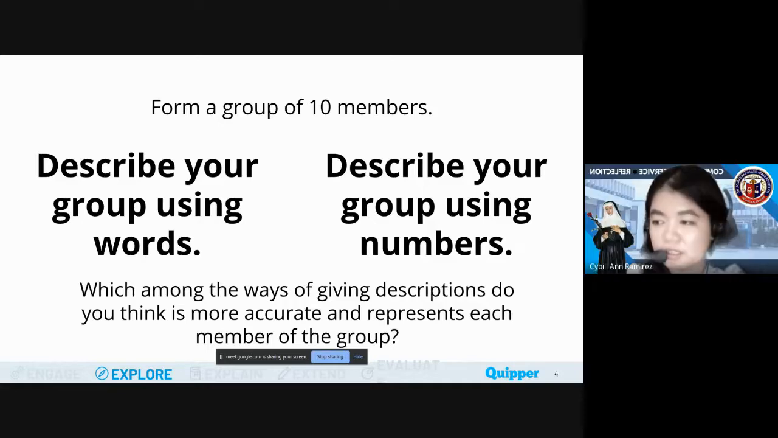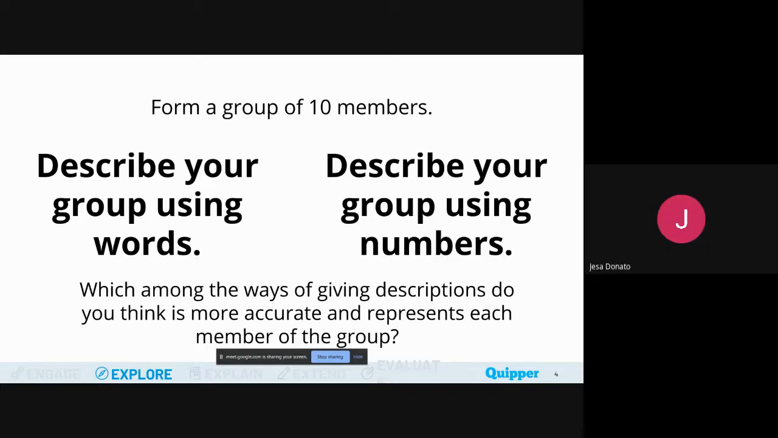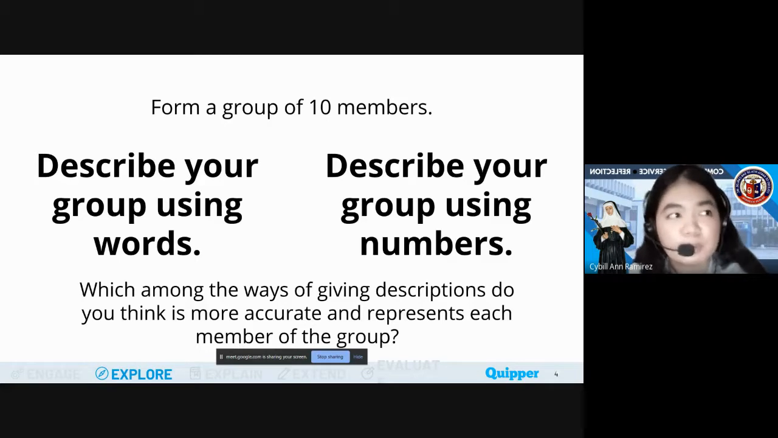Go ahead. You can speak in vernacular if you want. Anyway, you're not in your oral defense, so I won't really mind it yet. Miss Jessa, hello? You can unmute your microphone. Can you just describe, what is your perception of your group in TVL?